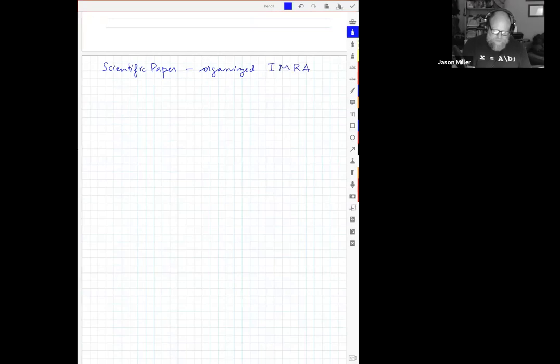There's this mnemonic that I've heard called IMRAD, which reminds you how a scientific paper should be organized. IMRAD is intro, methods, results, and discussion. Okay. So this is a nice framework to use for your paper, because what we're doing is kind of scientific.